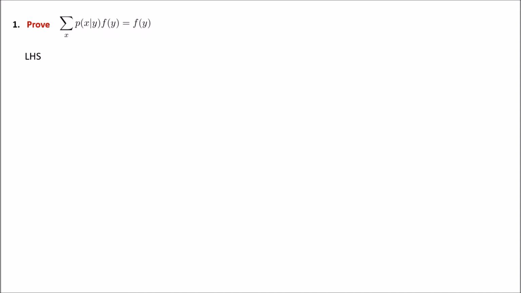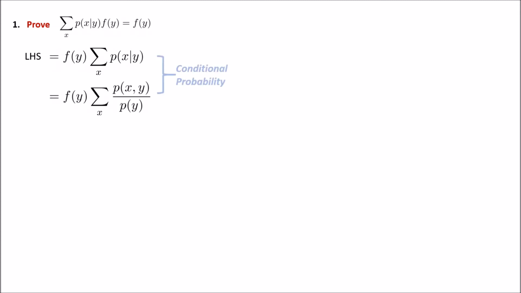So as the first step, what we can do is remove the f of y from the summation to put it outside, because that makes it a bit easier to understand what the summation is over. Now that we've done that, we can exploit the idea of conditional probability. Here we've literally used a definition that probability of x given y is the probability of x and y divided by the probability of y, the marginal.